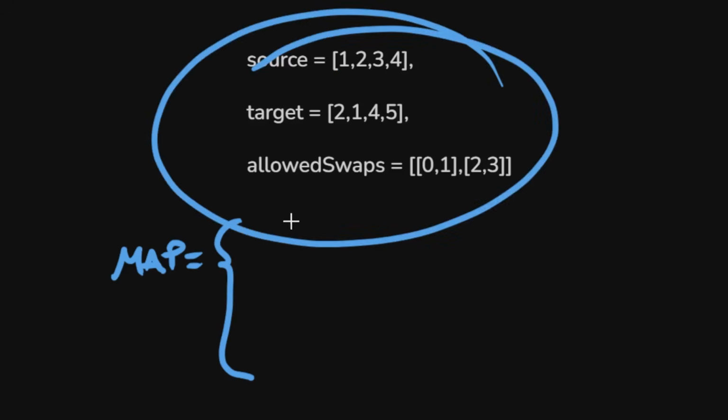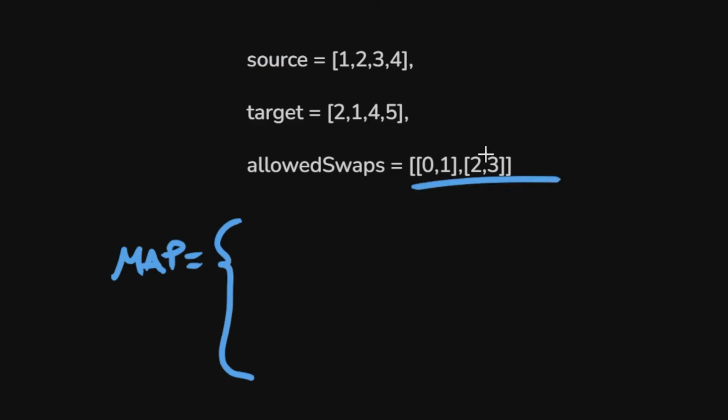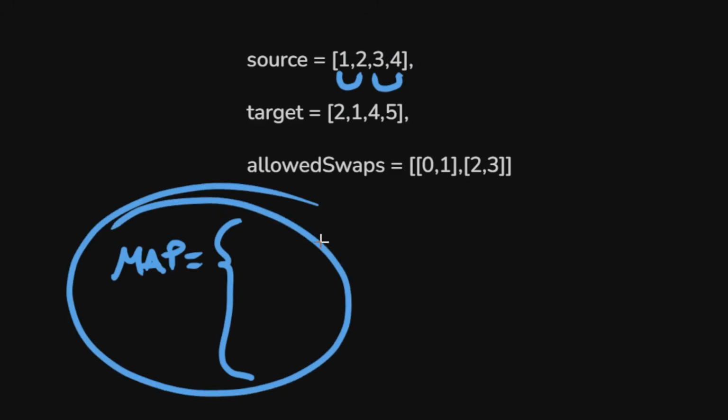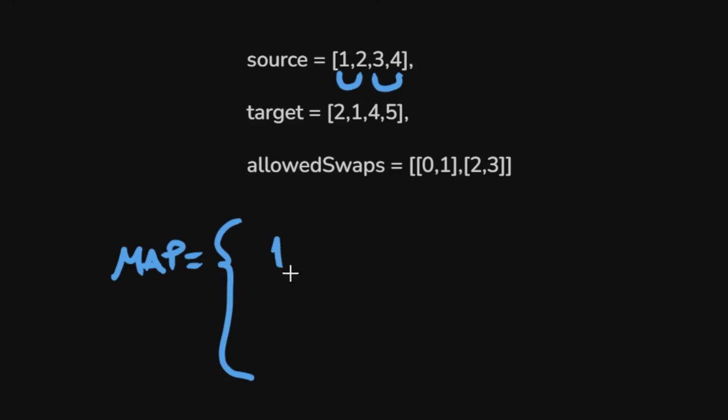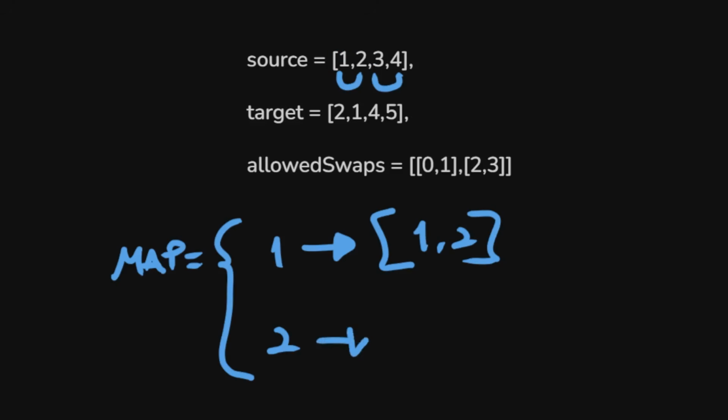Now, going back to the problem, if we have these allowed swaps, we can build two components. One with the indices 0, 1, another one with the indices 2, 3. There's no way to connect these two components, so we have two in total, and we will say that this is component number 1, this is component number 2, and we are keeping track of this with a map. So we have two keys, 1 and 2. We will say that the value for component number 1 is an array with the corresponding numbers. Here we have the numbers 1 and 2, and then here in component number 2, the numbers are 3 and 4.